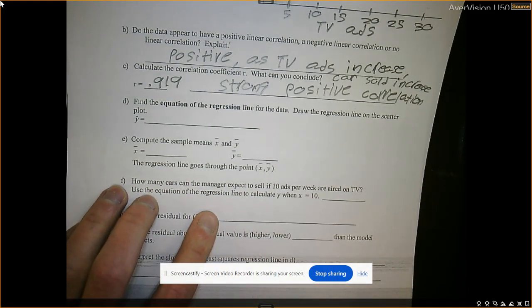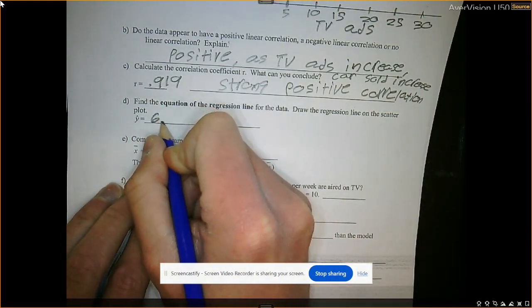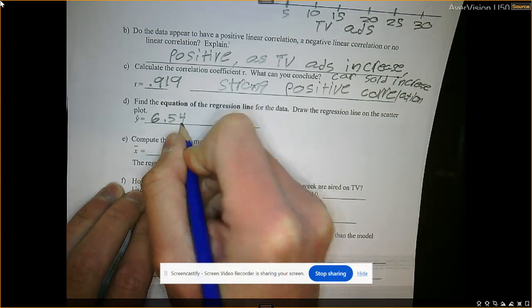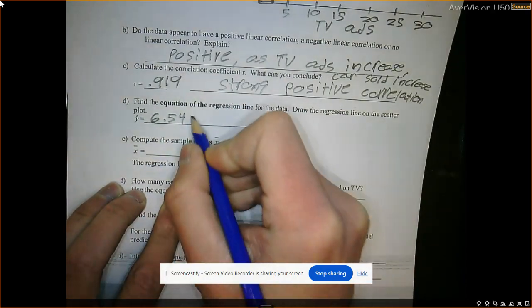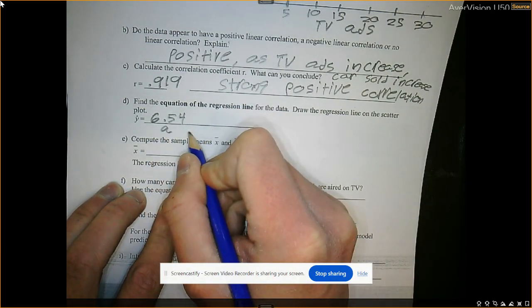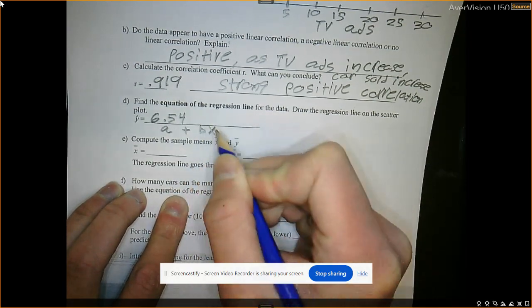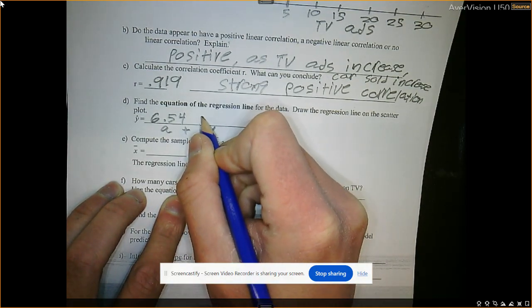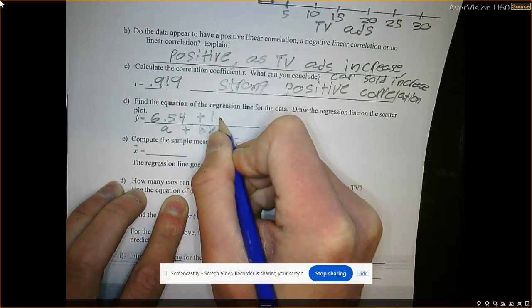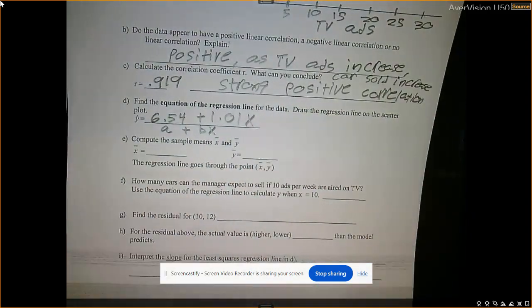Well, my calculator tells me that A is 6.54, and it's always A plus BX. My B is 1.01, so plus 1.01x.